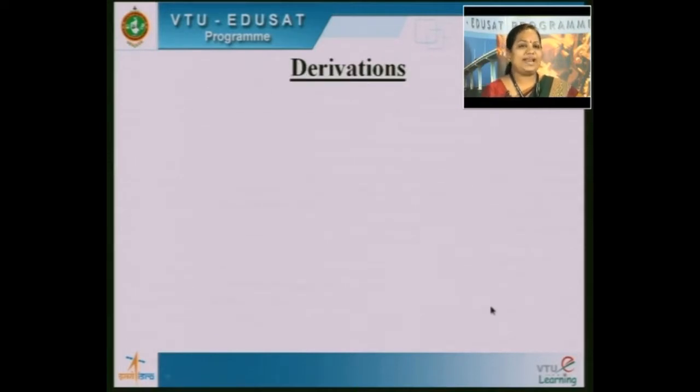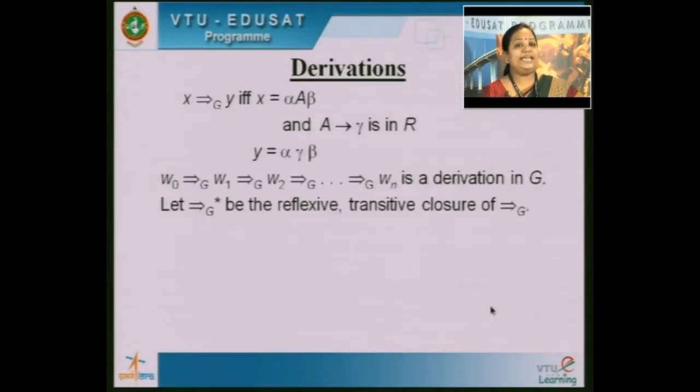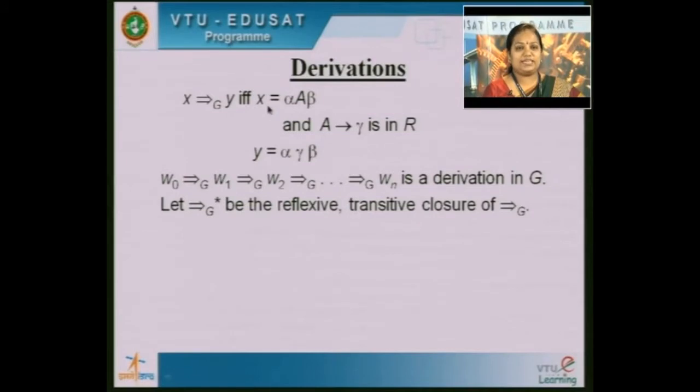Next, once we write the grammar, we must go for deriving a string belonging to that particular grammar or that particular language. We say X derives Y using the grammar G if and only if, suppose X is equal to alpha A beta, and in my rule set I have A tends to gamma, then this A is replaced by gamma and Y is equal to alpha gamma beta, and X derives Y.